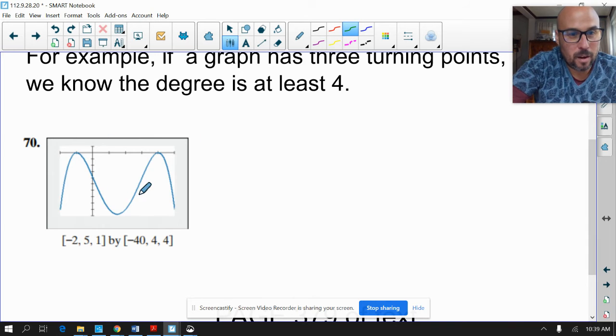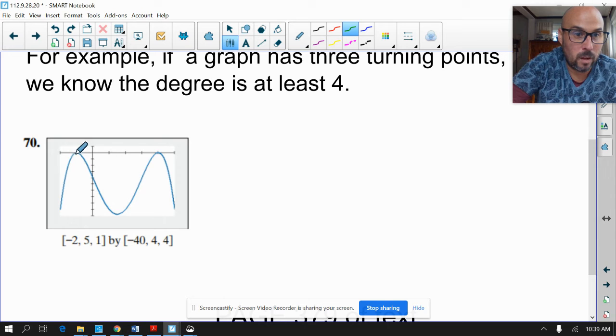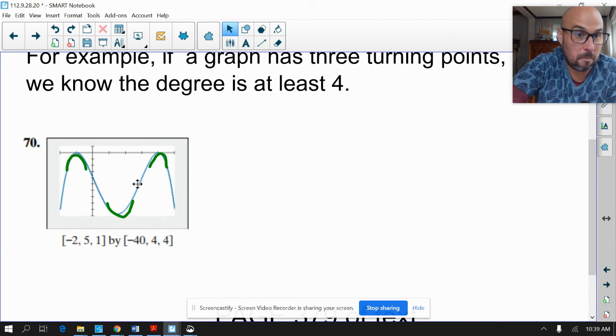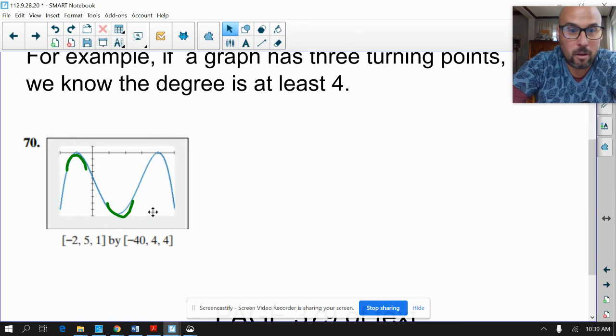So here, looking at this graph, we don't know what the polynomial is, but I can see 1, 2, 3 turning points. So this polynomial has to be at least a degree 4. It could be more because if I zoom out, it'll have more turning points, but it's at least 4. And then furthermore, since I know about multiplicities, I know about these zeros.